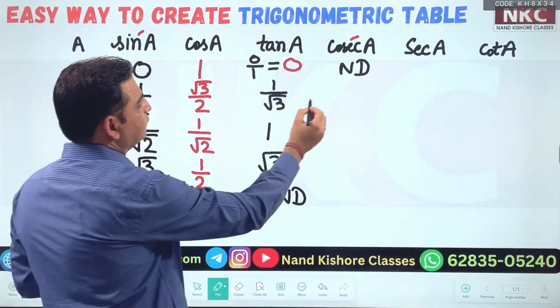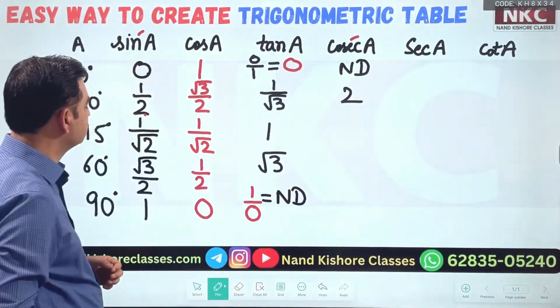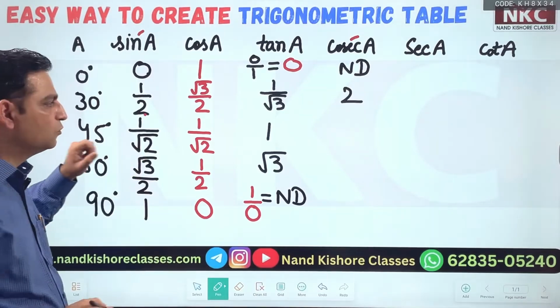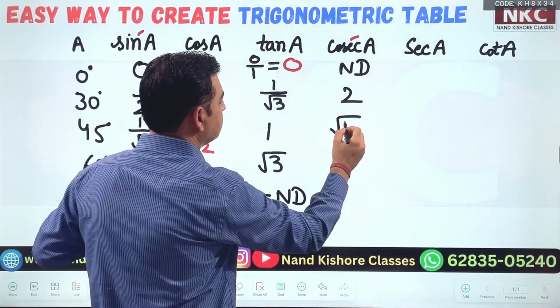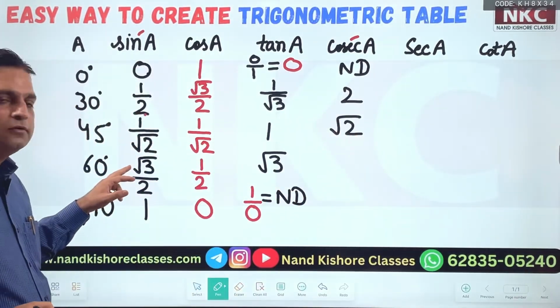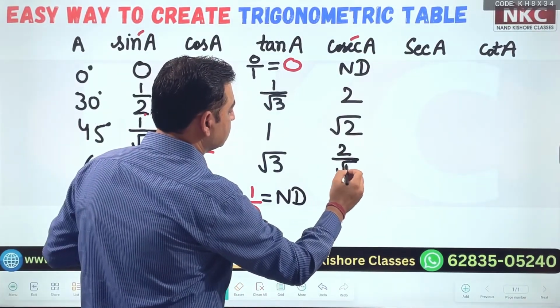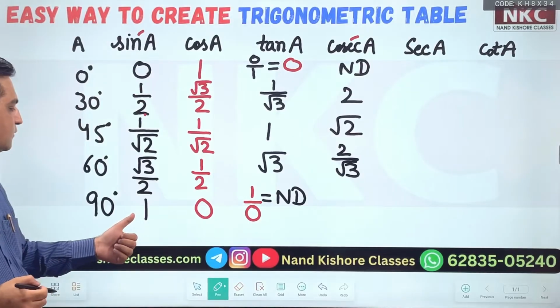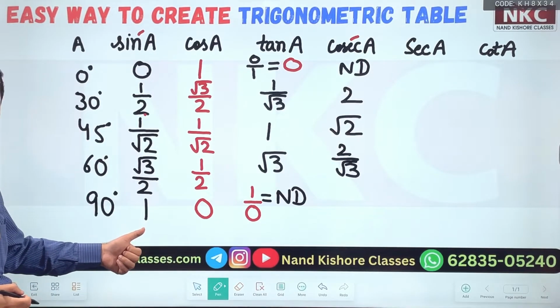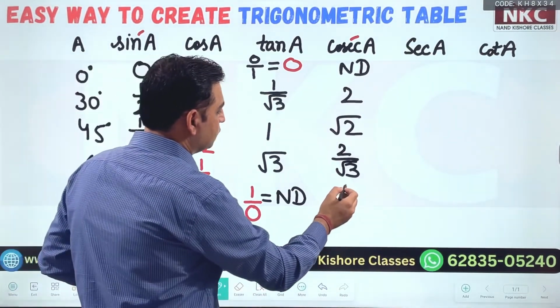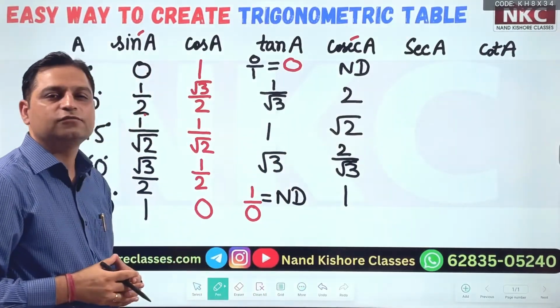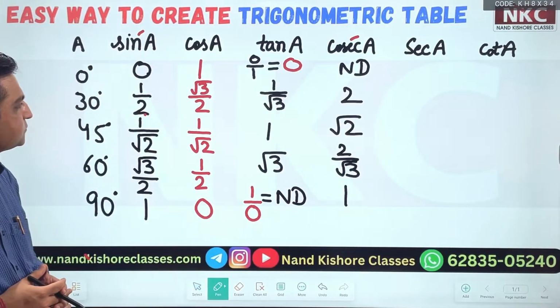1 over 2, its reciprocal is 2. 1 over root 2, its reciprocal is root 2 again. Root 3 upon 2, its reciprocal is 2 upon root 3. At the last, 1. The reciprocal of 1 is 1 only. This is what we are going to get as the answers.